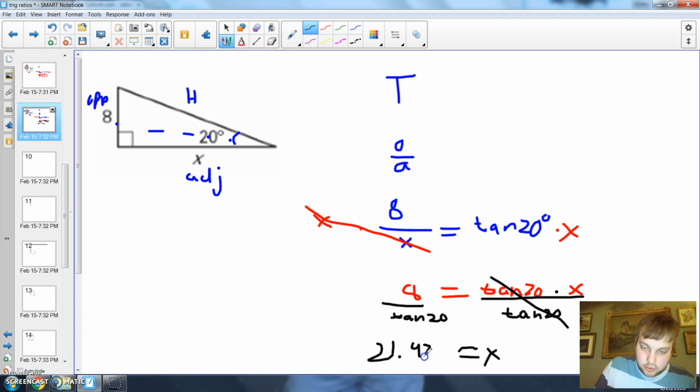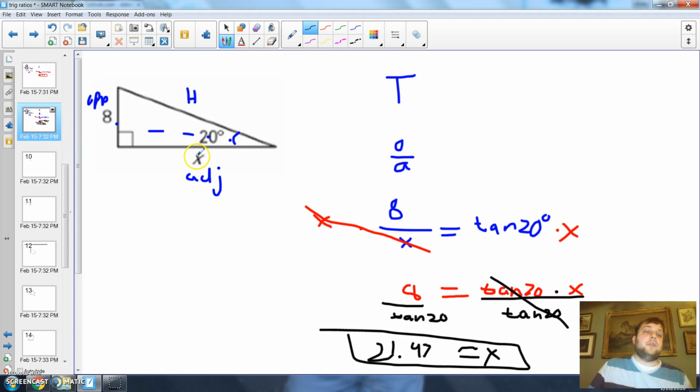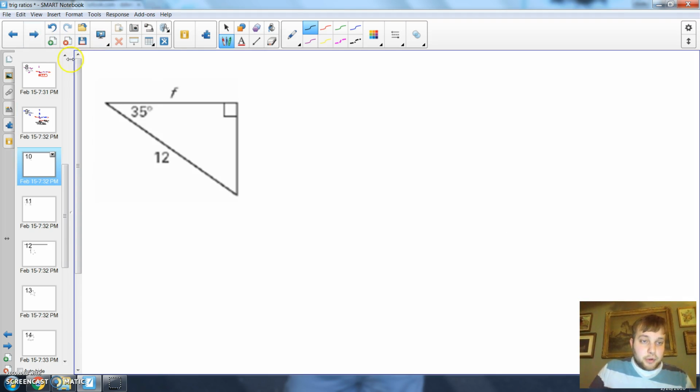21.47. Check your answer. Does it make sense? Could X be 21.47? That's 8. X is quite a bit longer. 21.47 seems like it's doable. Let's keep it cracking. More examples the better.